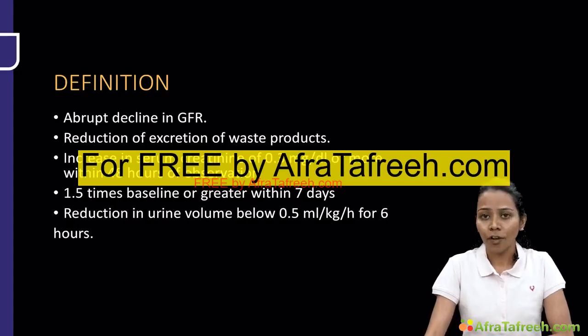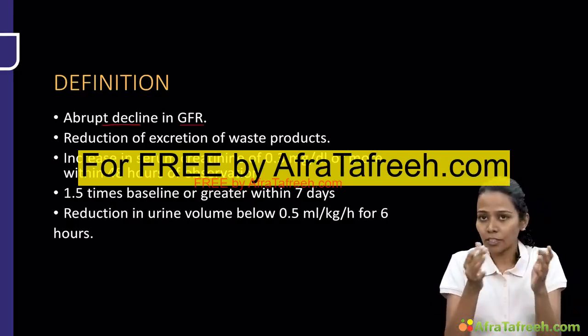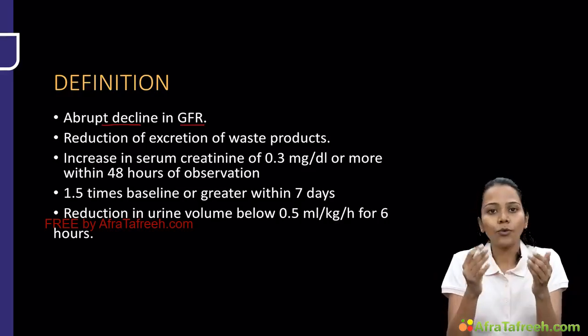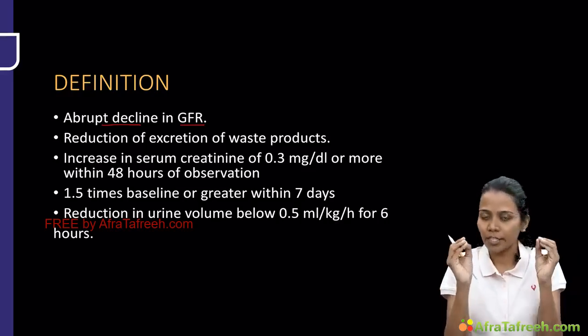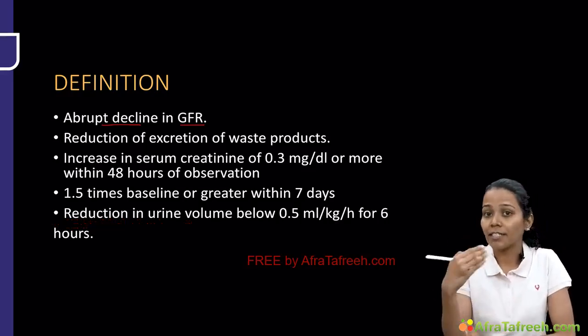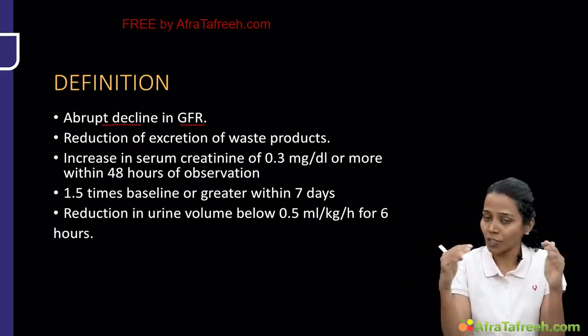So what is the definition of acute kidney injury? Acute kidney injury is nothing but the abrupt decline in the glomerular filtration rate. Whatever the normal GFR of an individual is, if there is an abrupt decline, then you're going to call it acute kidney injury, irrespective of the cause. So what happens when GFR declines? There is reduction in the excretion of waste products, and these waste products are going to accumulate. So this is the definition in a broader sense.